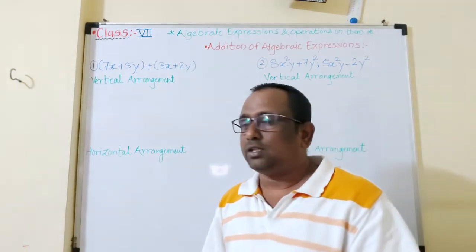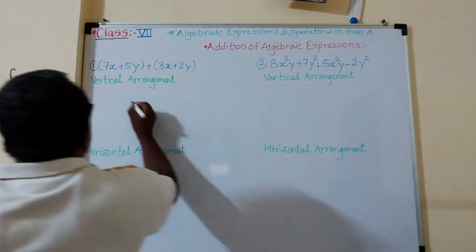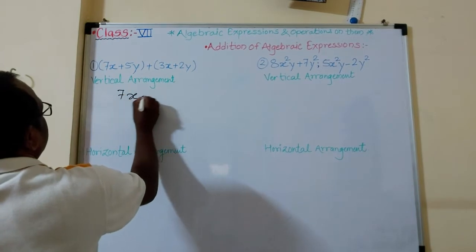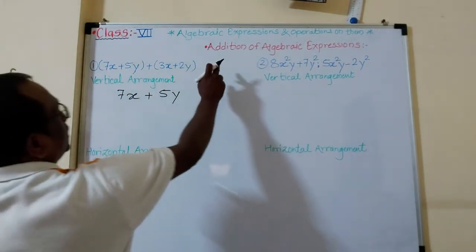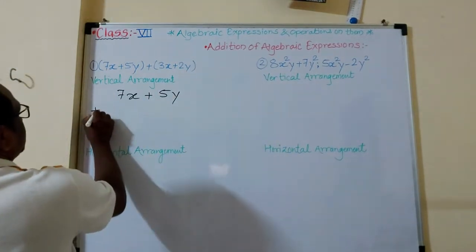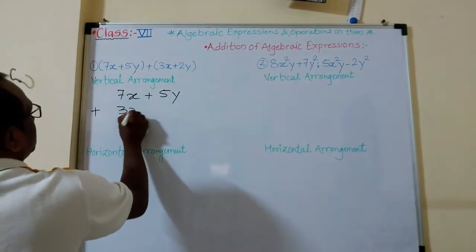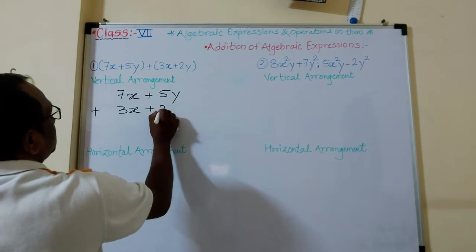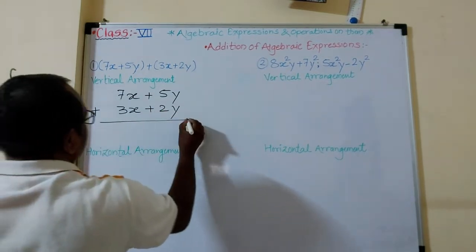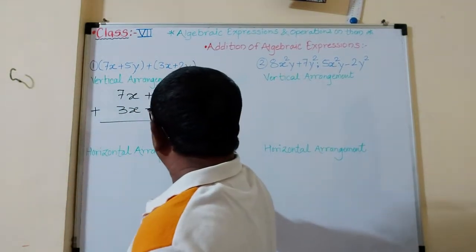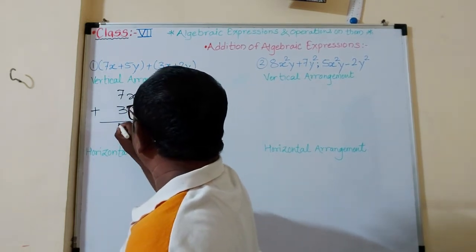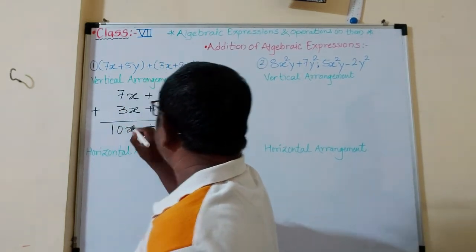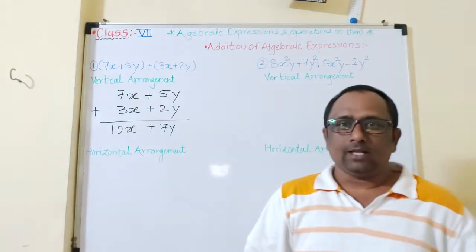Vertical first. First we write 7x plus 5y. Then our question is addition, so the addition sign, and 3x plus 2y. So 5 plus 2 is 7y, and 7 plus 3 is 10x. This is the answer.